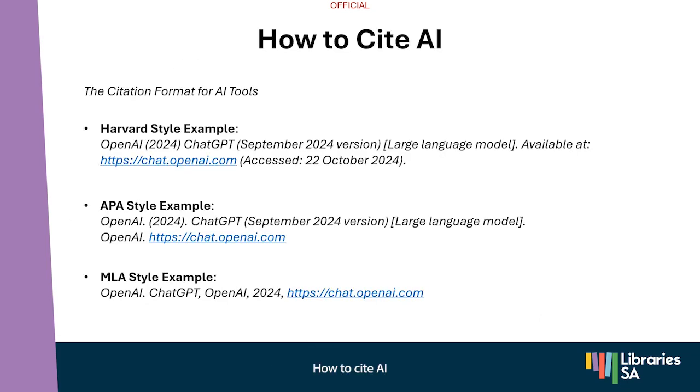How to cite AI? I've put three examples here, I guess the most popular ones. So Harvard style, APA style, and MLA style. In Harvard style, citing an AI tool involves stating the organization, OpenAI, the year of release, the tool version, and the access date. Different citation styles such as APA and MLA may have slight variations. For example, APA requires a date of access and the name of the model, while MLA references the organization and the full URL. When citing AI tools, always remember to follow your field's specific guidelines.